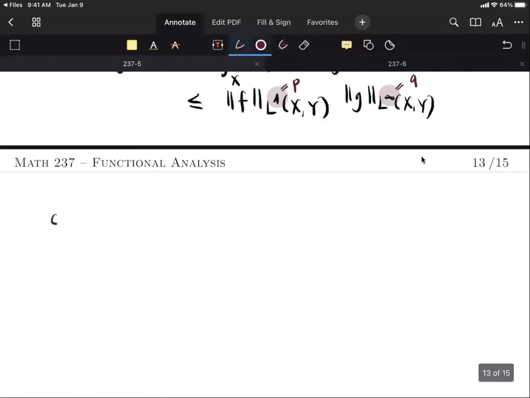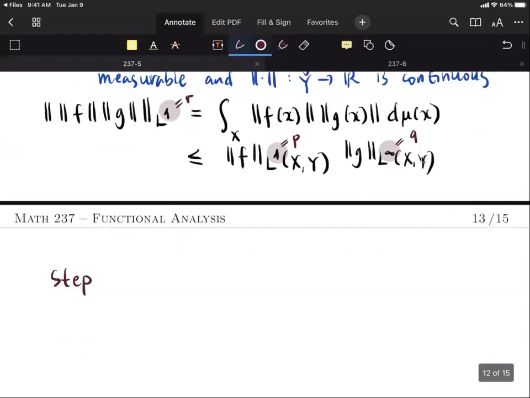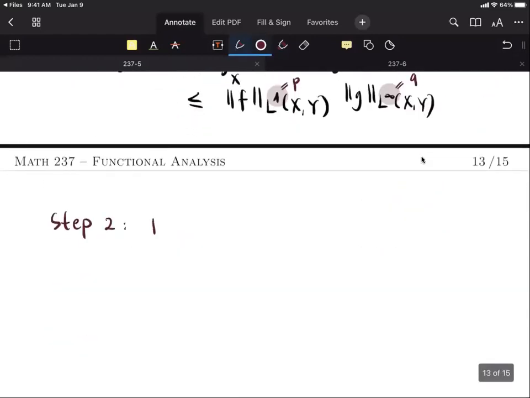Now, so what would be the second step? The second step here would be, what if P is finite? Okay, let us still consider the case where R is equal to 1. So in this case, Q is now 1 minus 1 over P, or I should say 1 over Q. So by definition, 1 over Q is 1 minus 1 over P.